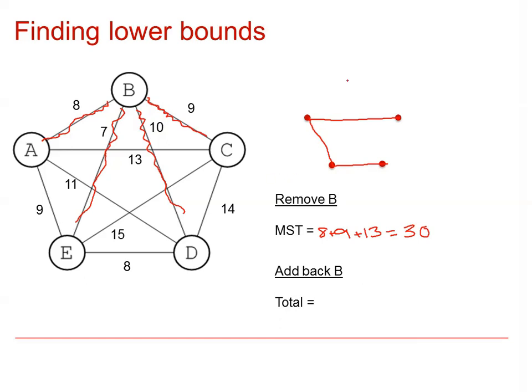Then we need to add B back in using its two edges of least weight. So that is B to A and B to E. And that gives us a total of 45 for the lower bound.